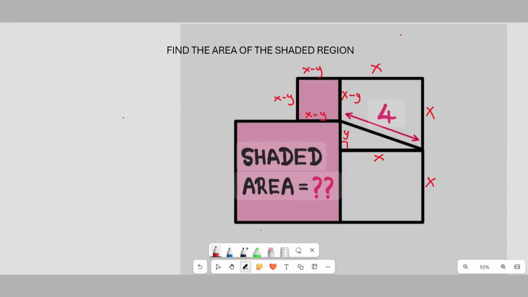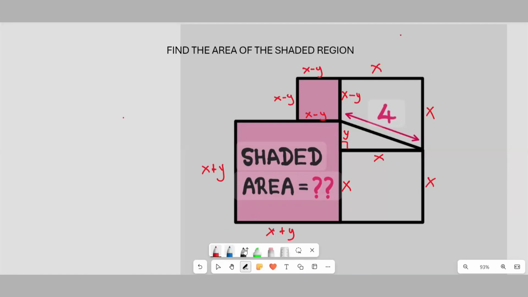As for the largest square here, this side is going to be a combination of X and Y. We're looking at X for this part plus Y. So the entire length is going to be X plus Y, which means that this is also X plus Y. With this, we could go forward.